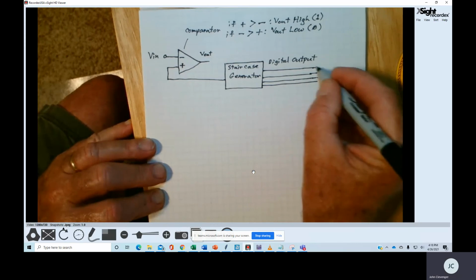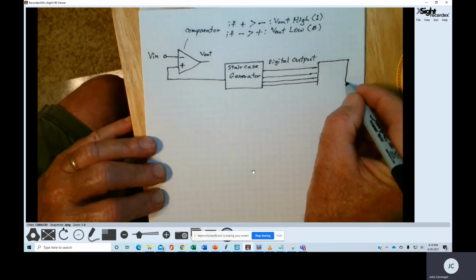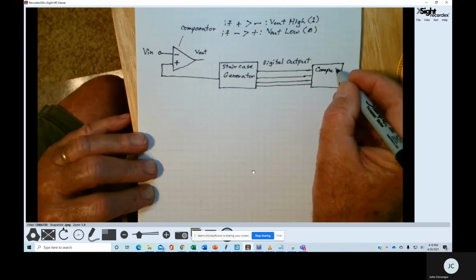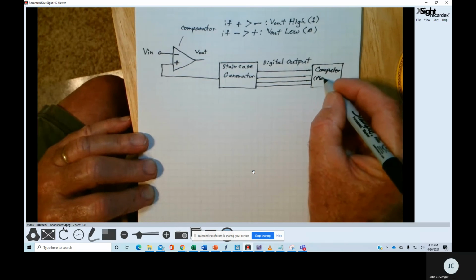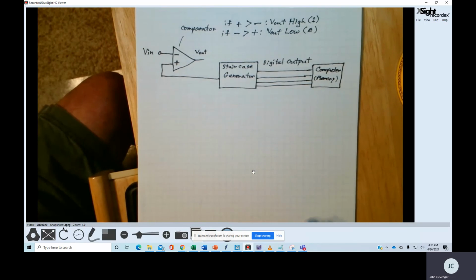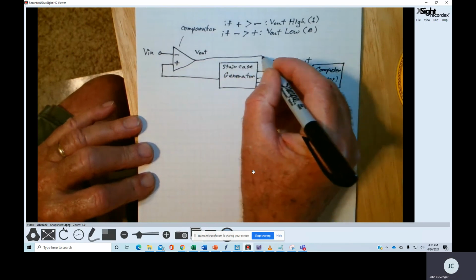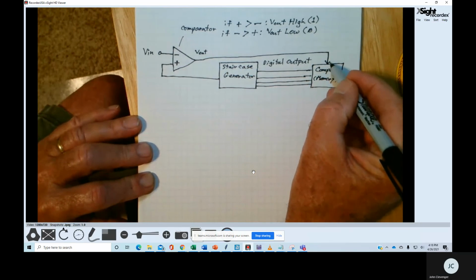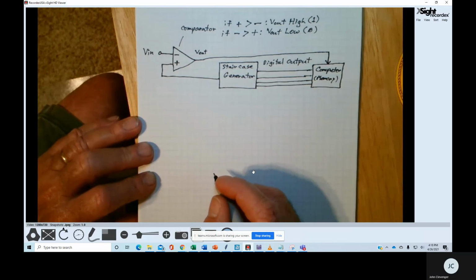There we go, 4 of them. And this digital output is going to go to our computer, or this could simply be our memory system. And the output is going to signal the computer to tell it when to capture and hold the output of the staircase generator.